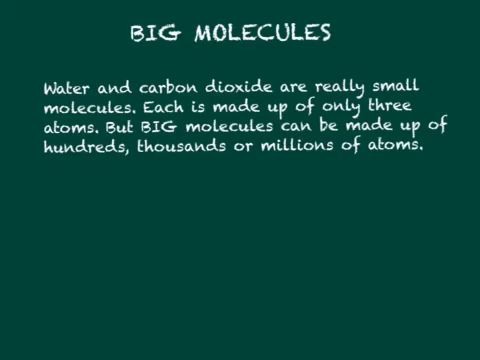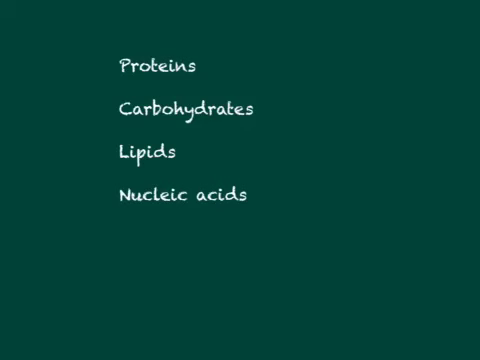Each is made up of only 3 atoms, but the big molecules can be made up of hundreds, thousands, or even millions of atoms. And the big molecules that we're going to talk about fall into 4 groups. We have proteins, carbohydrates, lipids, and nucleic acids. And I'll talk about each one in turn.